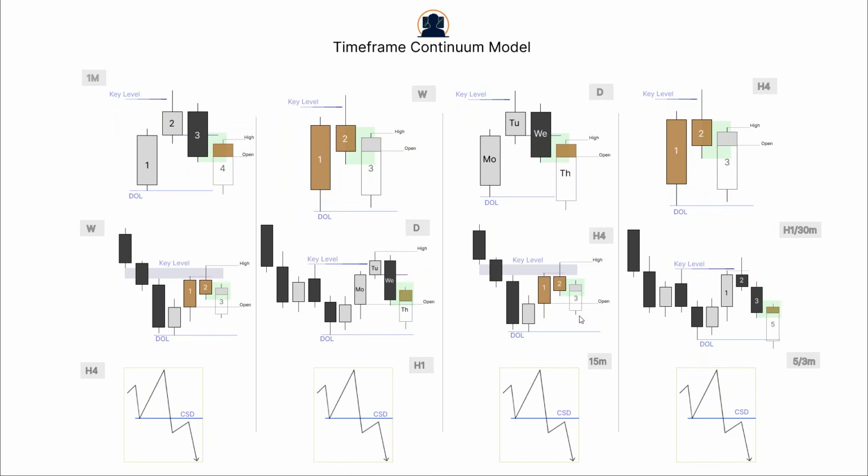To expand lower. That means you've gotten the bias of this 4-hour candle 3 from the profile, from the daily candle profile, right? Now you have your bias of this 4-hour candle here. Now, how do you want this candle 3, this 4-hour candle, to expand? You want it to open, trade into a key level, put in its high, then you can trade lower.